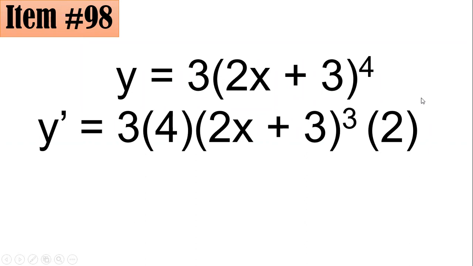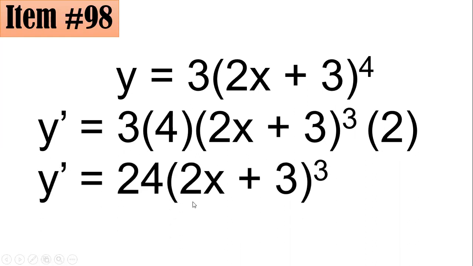And you might ask, Sir, bakit may 2 pa dito? Remember po natin, according to the chain rule, we still have to get the derivative of the inside. That the first derivative of 2x is 2. The derivative of 3 is 0. Because remember, the derivative of a constant is 0. So multiplied by the derivative of 2x plus 3, which is in fact 2. So with such, we could actually multiply 3, 4, and 2. 3 times 4 times 2 is 24. And I just copied the 2x plus 3 quantity cubed. So letter A nga po yung ating tamang sagot.